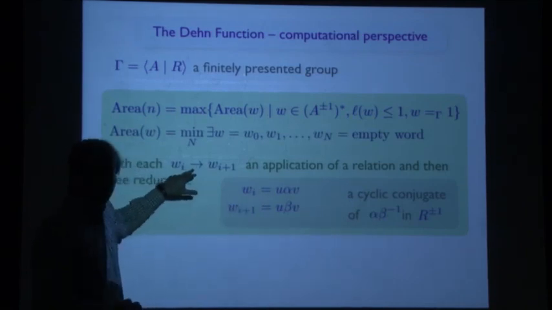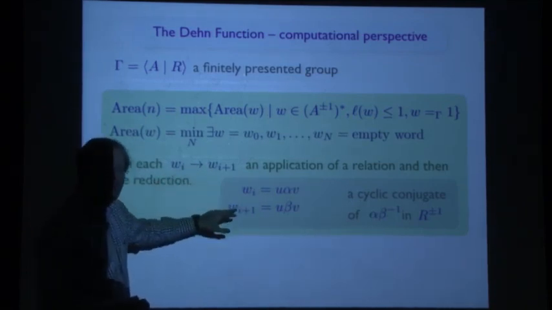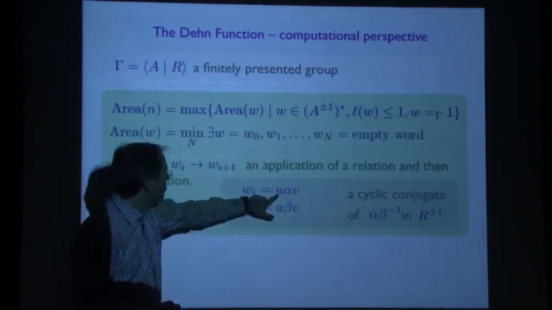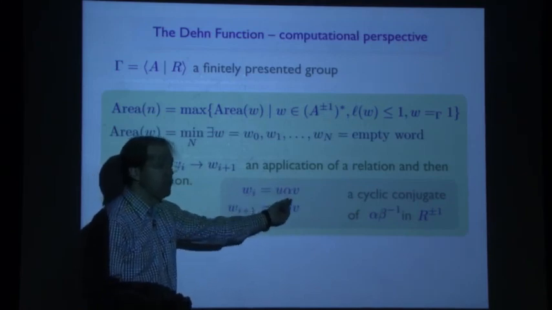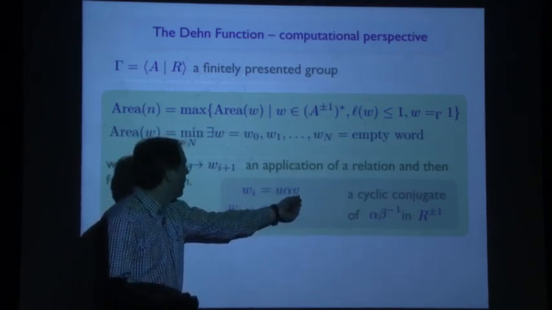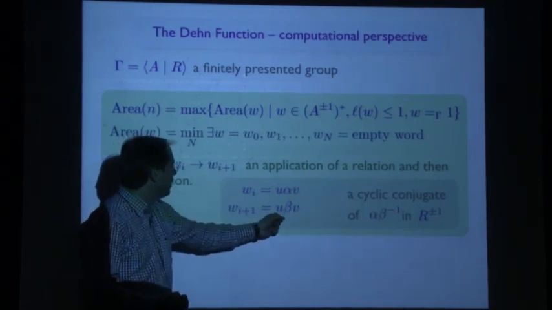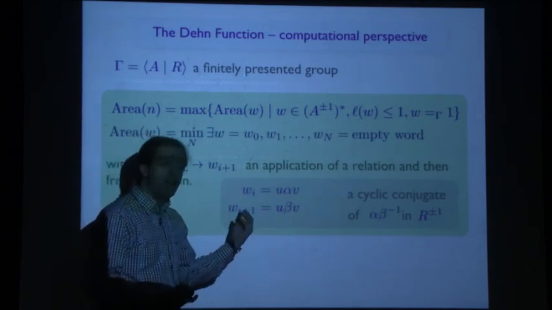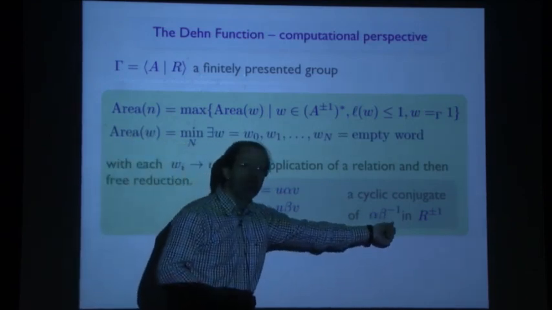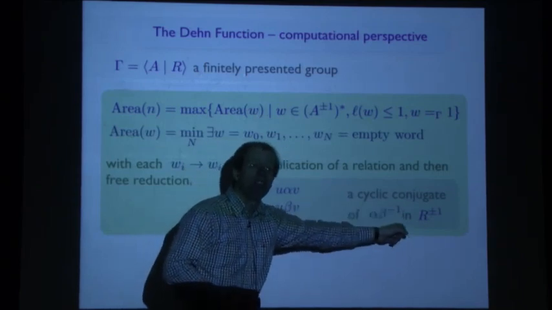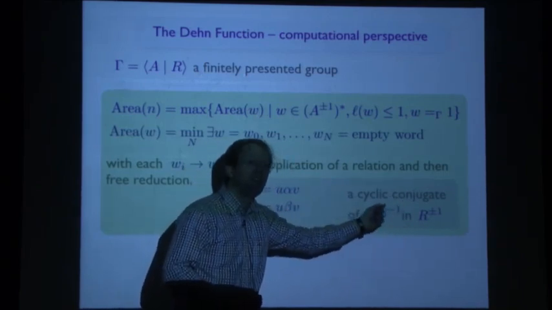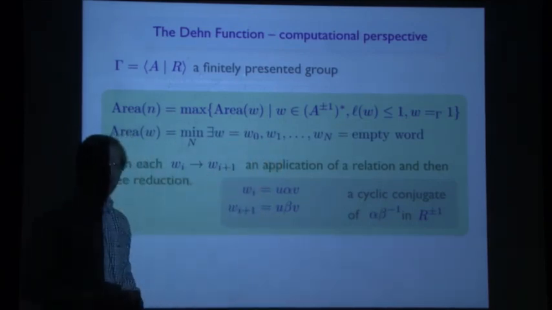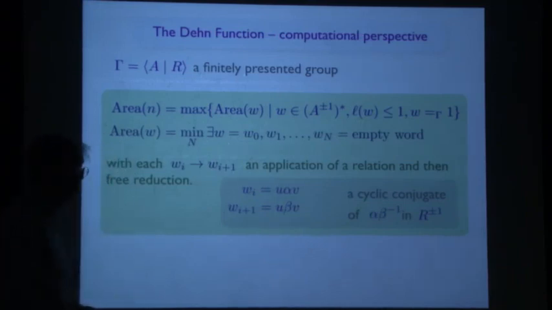So just to be clear, what I mean by applying a relation: you go from W_i to W_{i+1}, where W_i is some prefix u times some subword alpha times some suffix v, and you replace that alpha by a beta, some other word, where alpha times beta inverse is one of our defining relations, or the inverse of a defining relation, or in fact a cyclic conjugate of one of these things. That's applying a defining relation. And you asked for an example.